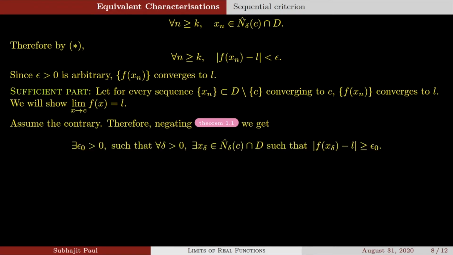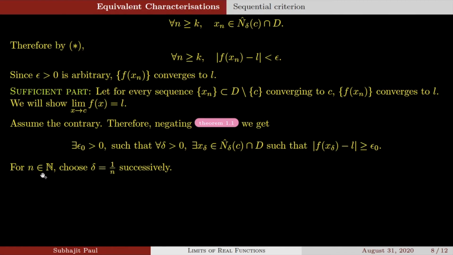After negating the definition, we get there exists epsilon naught positive such that for all delta positive there exists a point x delta from the deleted delta neighborhood of C such that the functional value at x delta violates the epsilon naught distance clause. Fine. So this means, understand this, for every delta positive you get a violating point. We are going to base the rest of the proof on this part. For every delta positive we get a violating point whose functional value violates the epsilon distance clause from L.